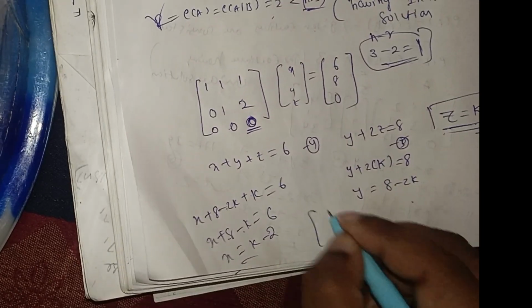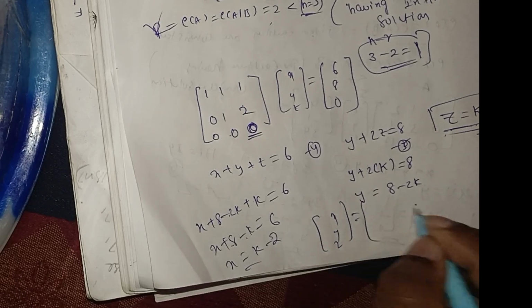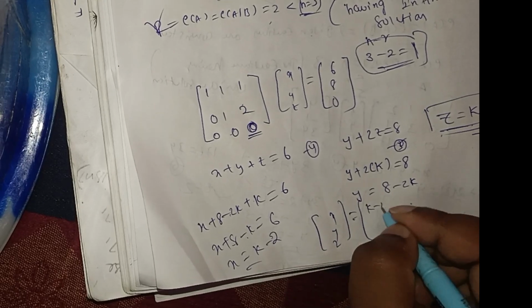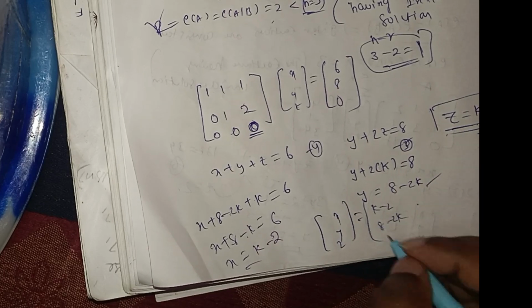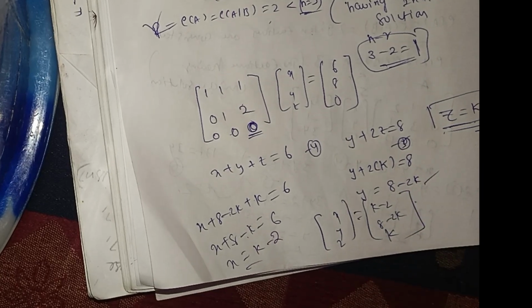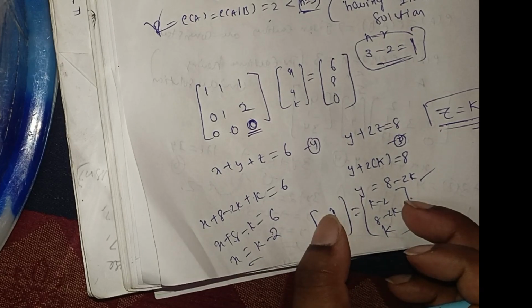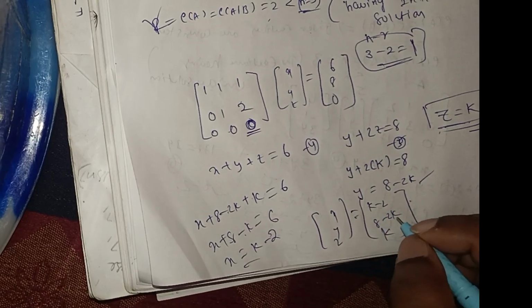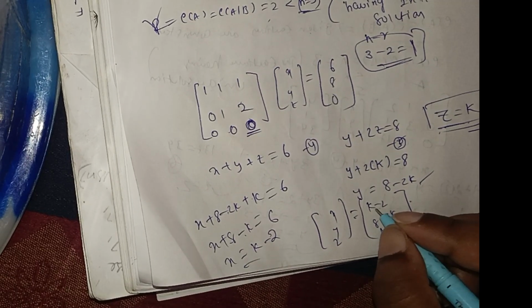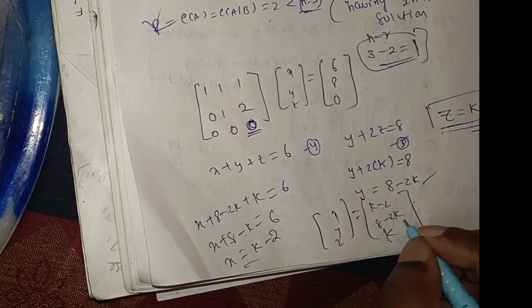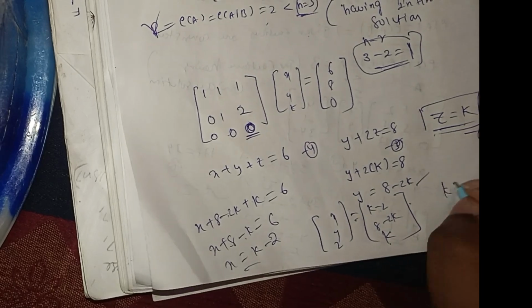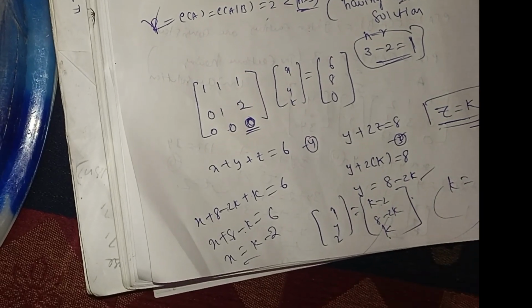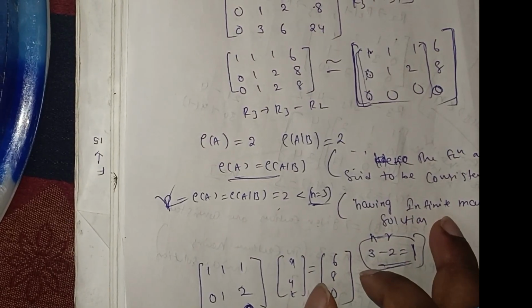So the result x, y, z is x equals k minus 2, y equals 8 minus 2k, z equals k. This is the solution for every k value. For k equal to 0: minus 2, 8, 0. For k equal to 1: 1 minus 2 is minus 1, 8 minus 2 is 6, and k is 1. Like that, for every value of k you get an infinite number of solutions. This is the consistent and infinite solution solving method.